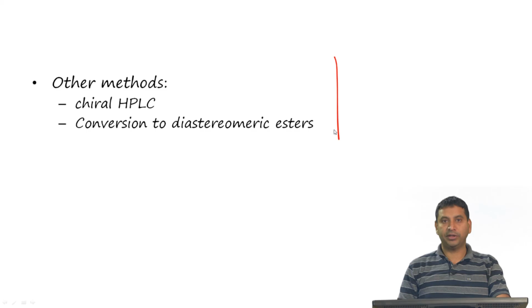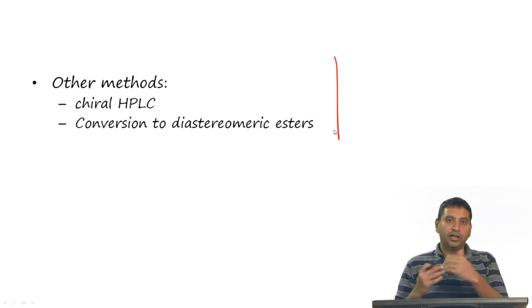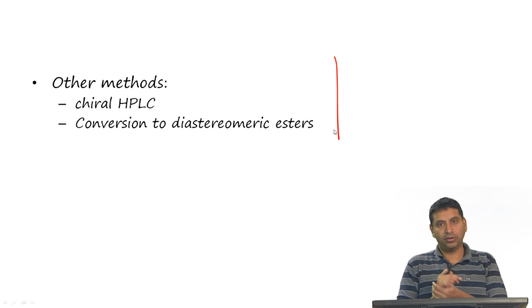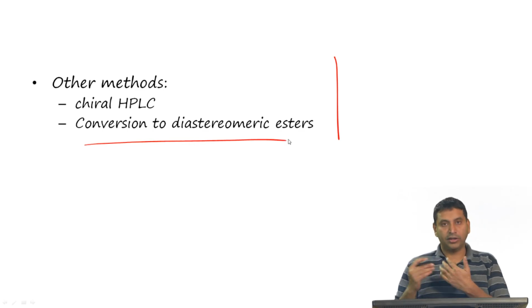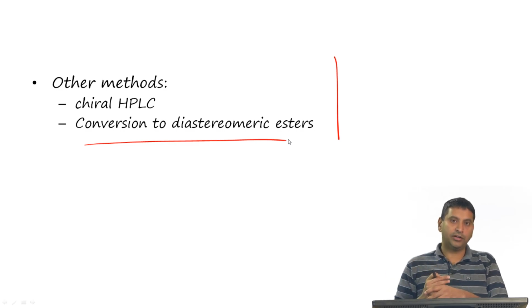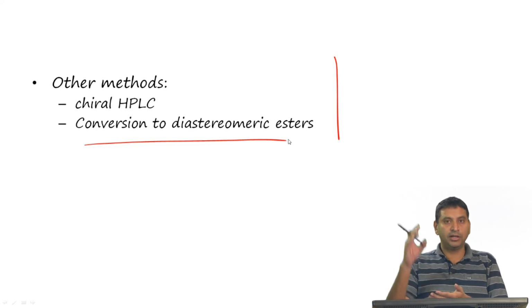One is the chiral HPLC, where you use a silica which is coated with a chiral molecule, and since you are going to produce a diastereomeric environment, it is possible that they will elute at different rates, and you can separate out this racemic mixture. You can also convert it to covalently modified diastereomeric esters with a chiral alcohol, and since these diastereomeric esters are separable, you can separate them, and then you do an ester hydrolysis to give you the product.